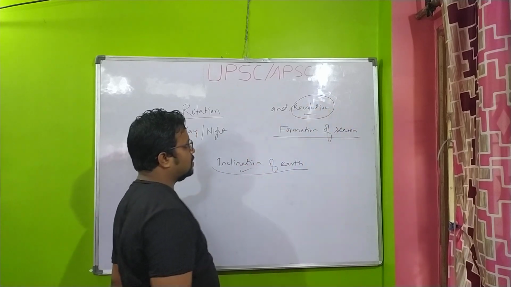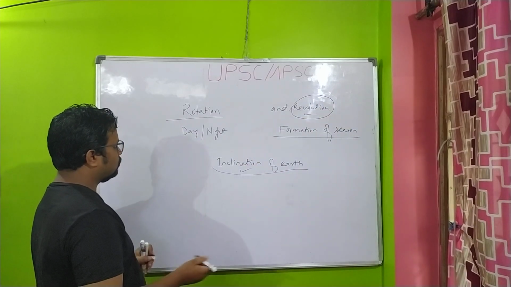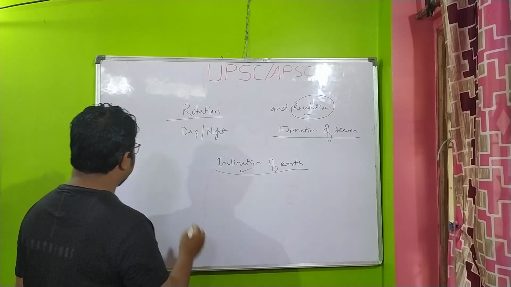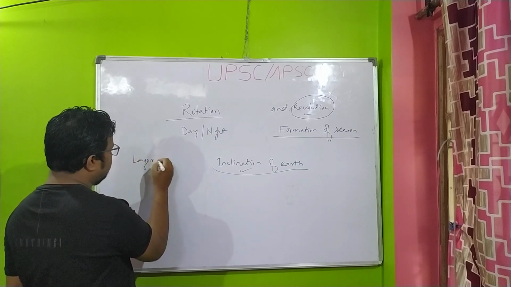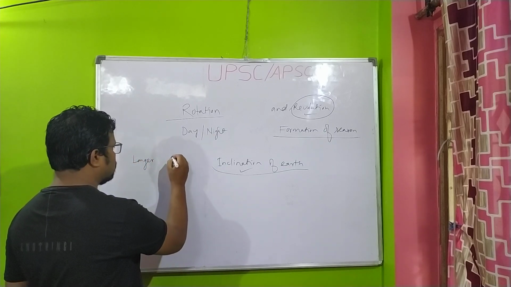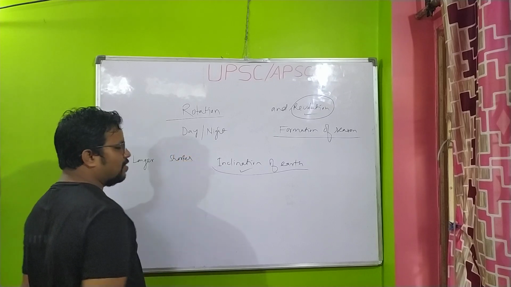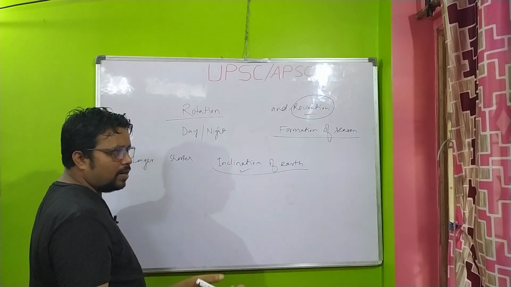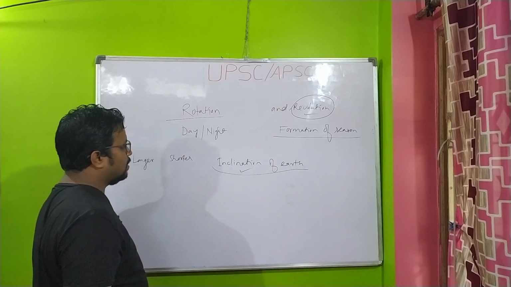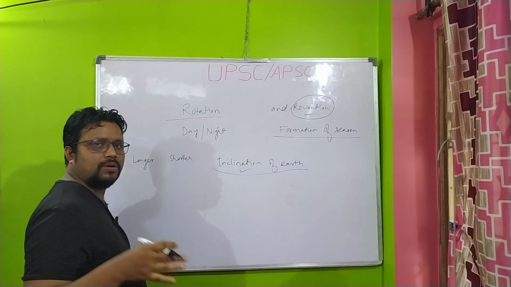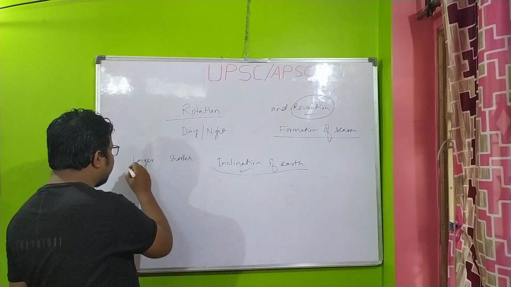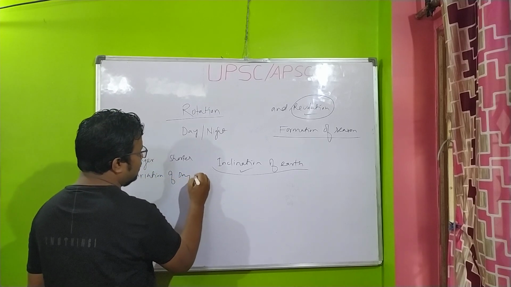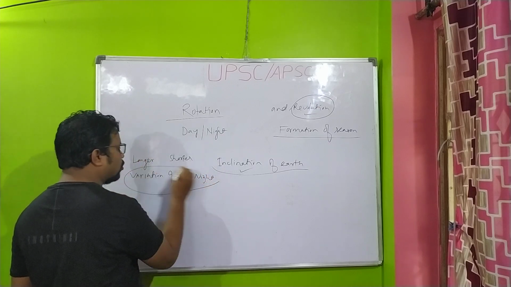for formation of season. Besides this, we can see that in summer days in India, the days are longer, and winter days in India are what? Shorter. This is said to be what? Variation of day and night, or longer day, smaller night, or smaller day, longer night. The variation of day and night is mainly caused because of what?